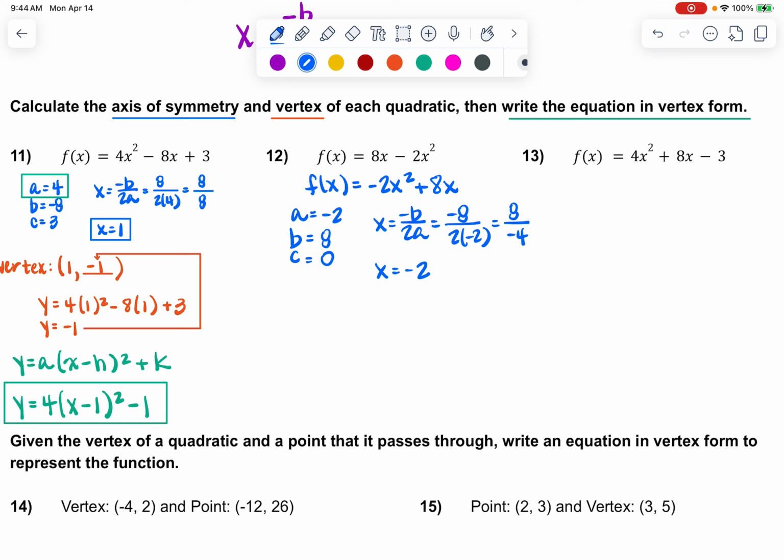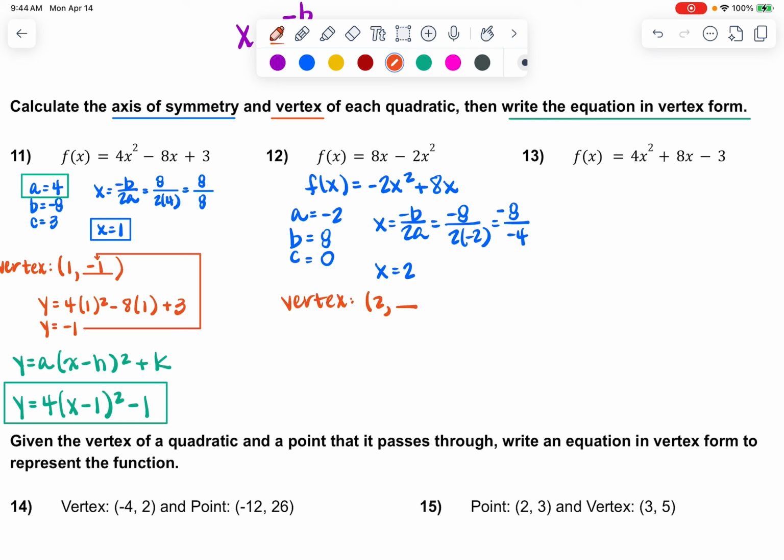Oh wait, I forgot my negative. I'm so sorry. It's not -2. Sorry about that. That is +2. Forgot to carry over my negative. So sorry, -8 divided by -4, so +2. Okay, now we're good.